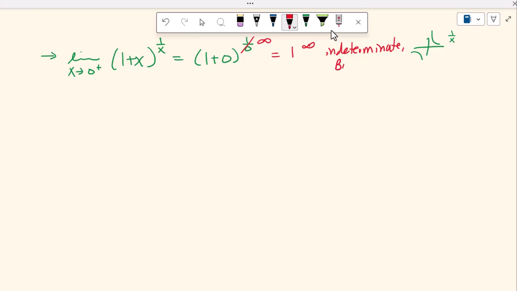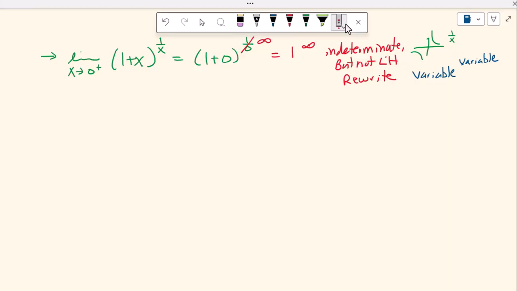but it's not indeterminate L'Hopital's. So I need to rewrite this. But let's look at this. The base right here is a variable because it has 1 plus x, and the exponent is 1 over x, which is also a variable. So when I have a variable to a variable, the hint is always to use a natural log, because the properties of logs allow me to take this variable that's in this exponent and pop it out. So this is a new technique.